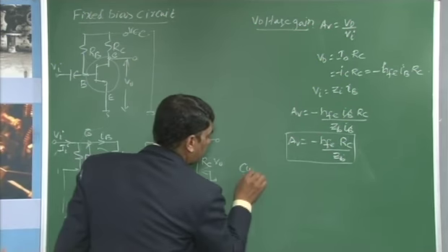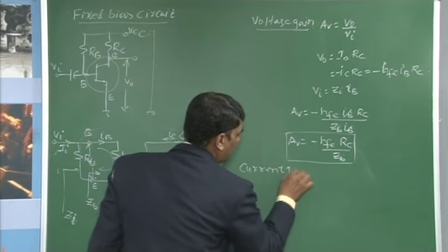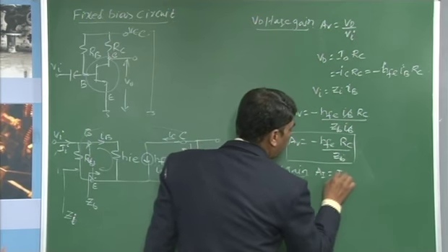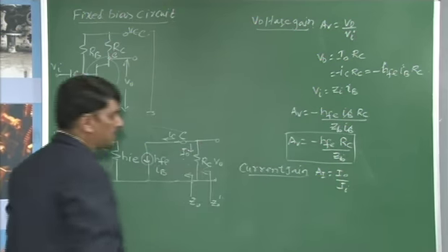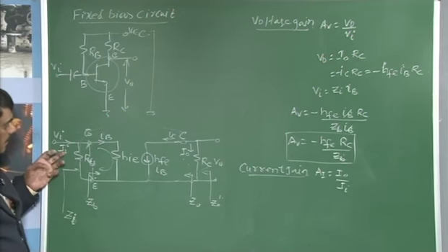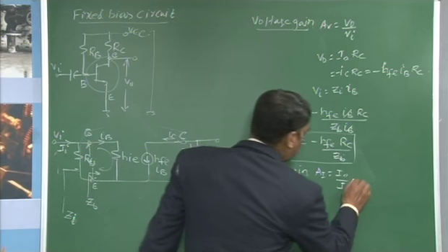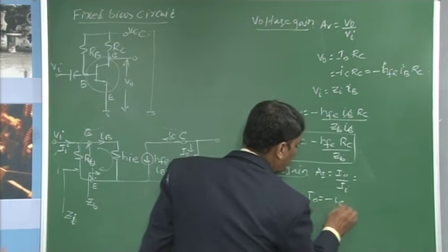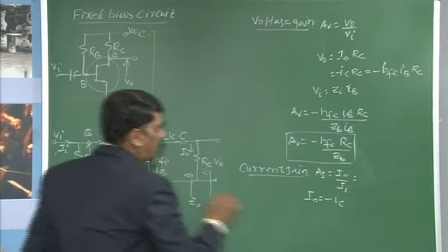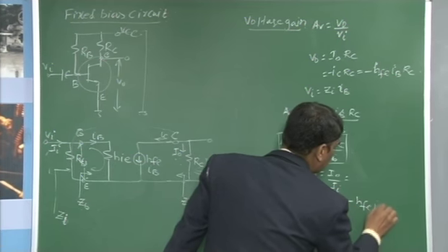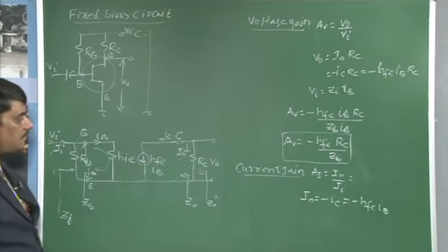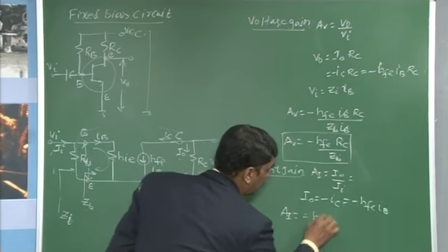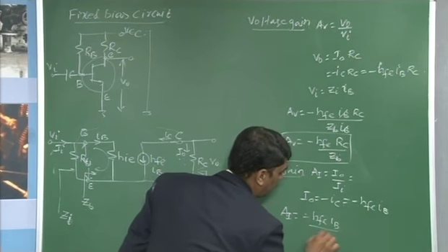Next is the current gain, another important parameter. Current gain AI is equal to I naught by II, where II is the input current at the parallel combination. We already know that I naught is nothing but minus IC. This minus IC is nothing but minus hfe times IB. Then AI is equal to minus hfe IB by II.